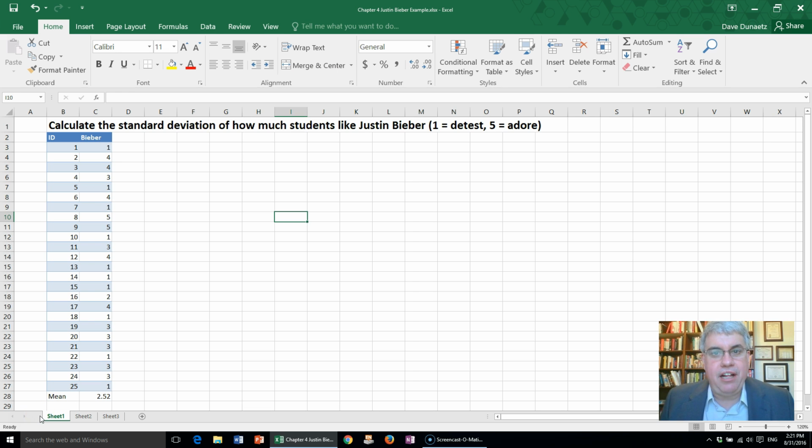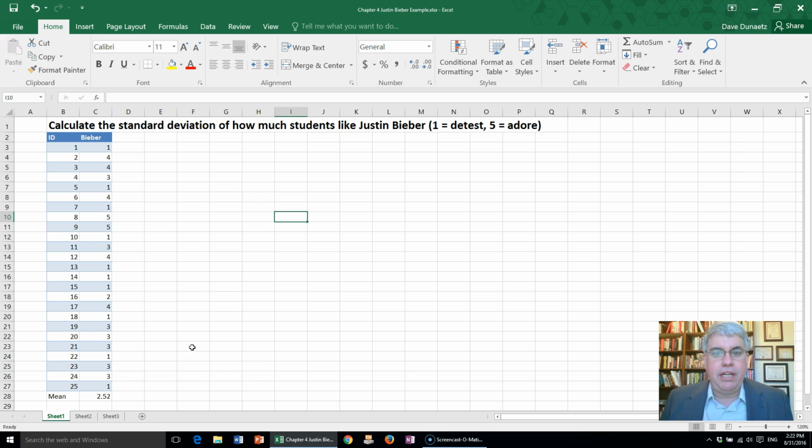Let's look at how we can calculate standard deviations in Excel. In this example, we've got some data on how much students like Justin Bieber on a scale from 1 through 5, where 1 means they detest him and 5 means they adore him. And we saw from a previous example, the mean was 2.52.